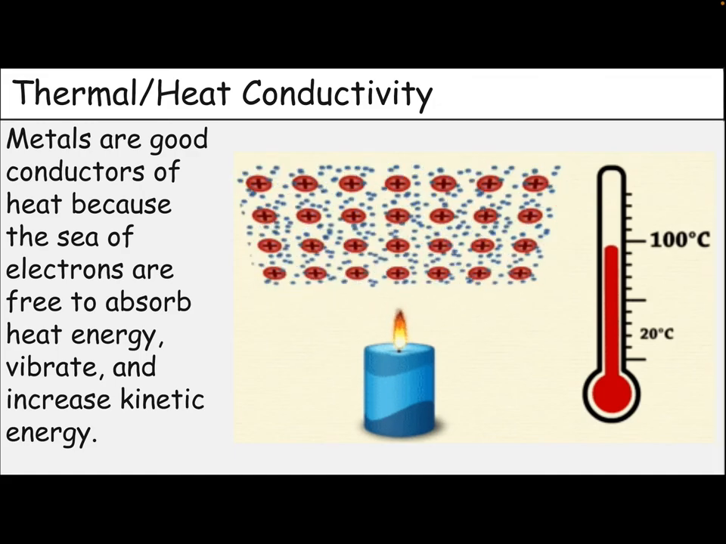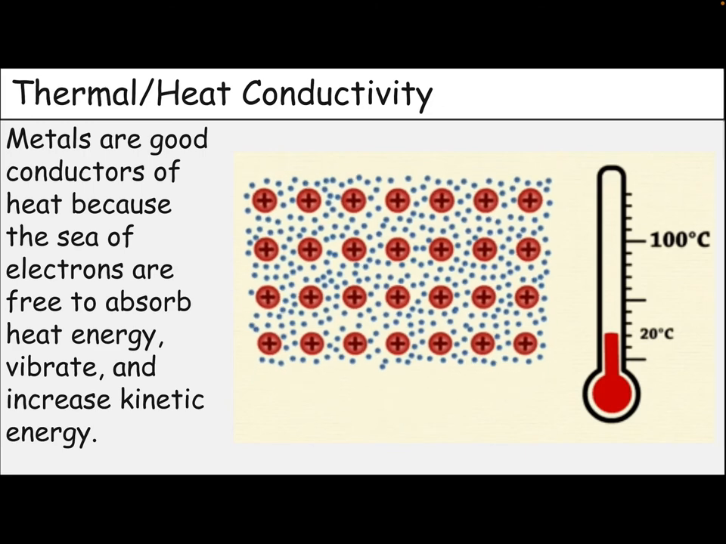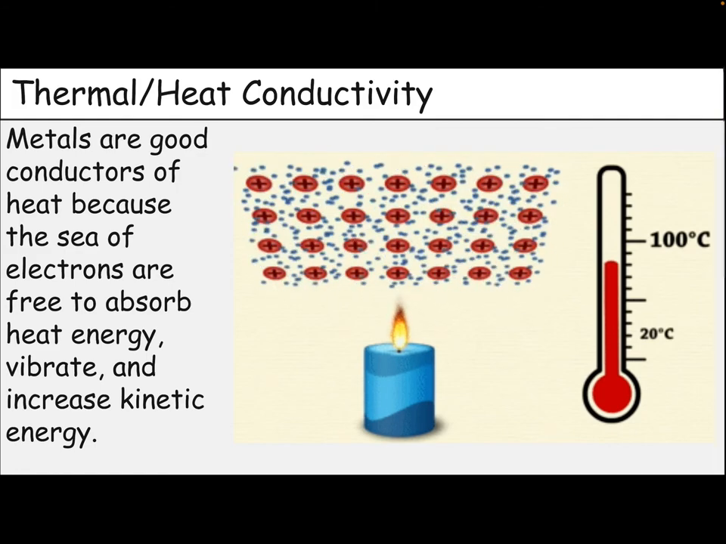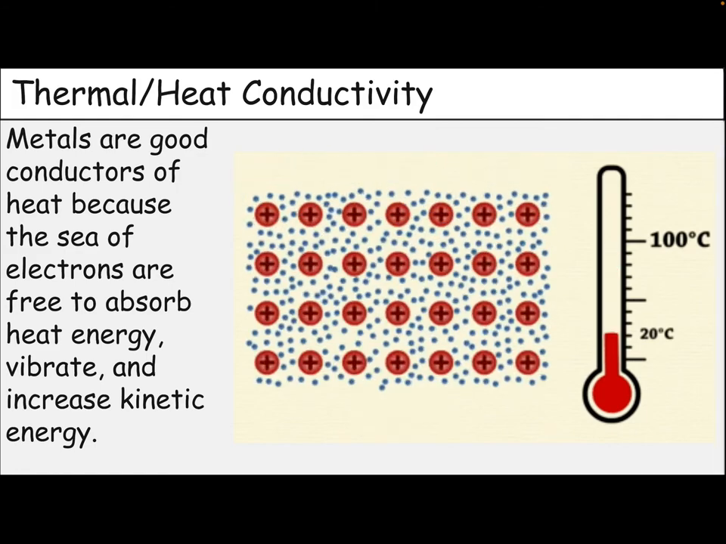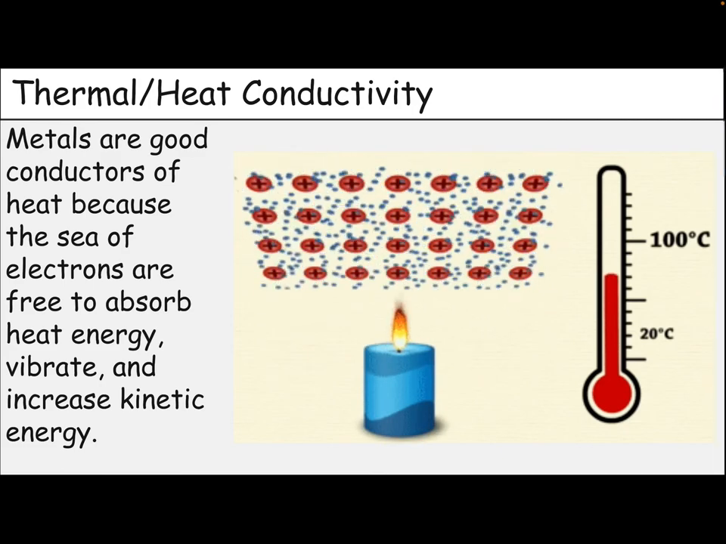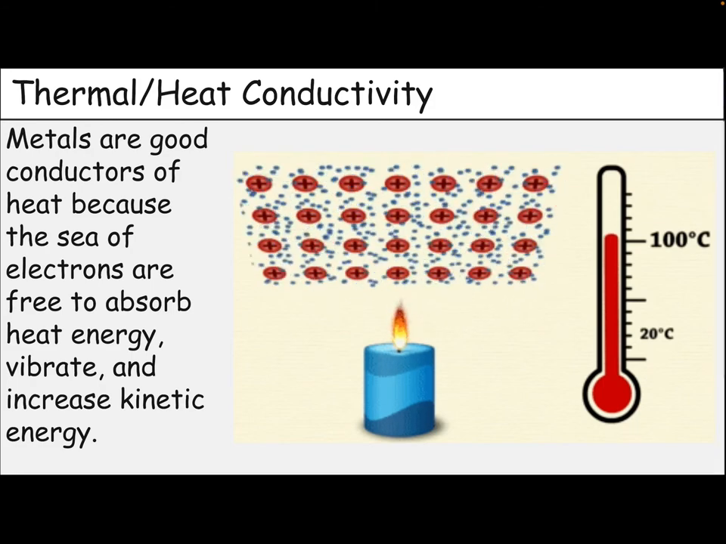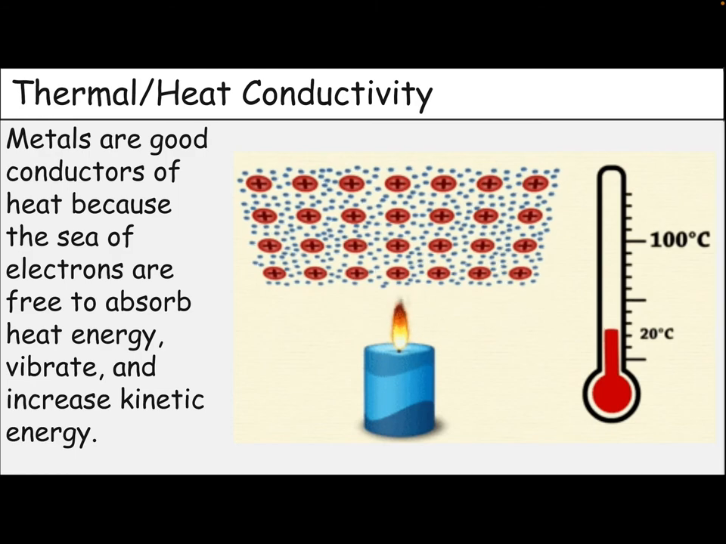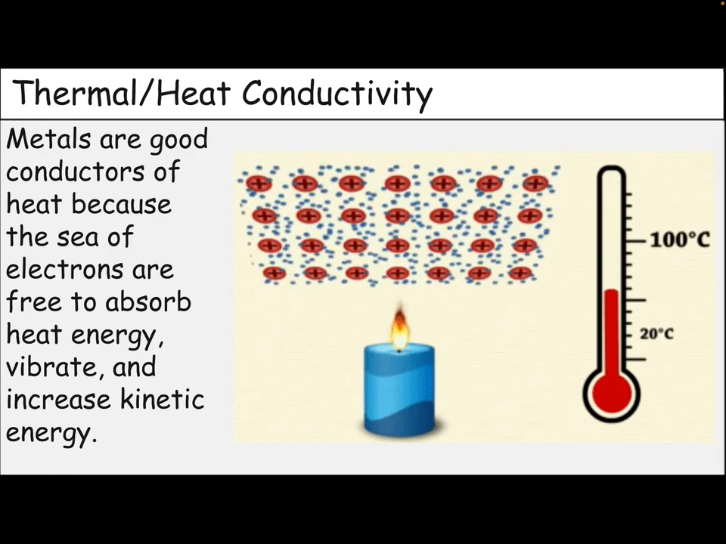You'll learn later on in chemistry that temperature is just really the average kinetic energy of all the particles that are moving around in a substance, okay? So, as you apply heat energy to this piece of gold metal, the electrons, as they absorb the heat, move faster and faster and faster because the temperature is increasing. The sea of electrons allow this to happen, okay?